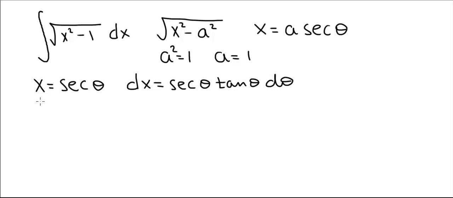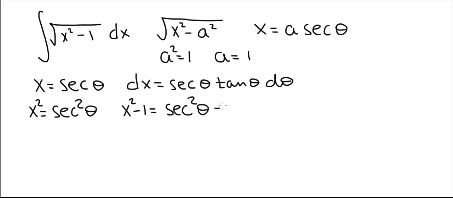And then we need to replicate what's inside the radical. We're going to square both sides. So x squared becomes secant squared theta. In the radical, we have x squared minus 1, so we'll subtract 1 from both sides. X squared minus 1 is secant squared theta minus 1. And using the basic trig identity, that is tangent squared of theta.